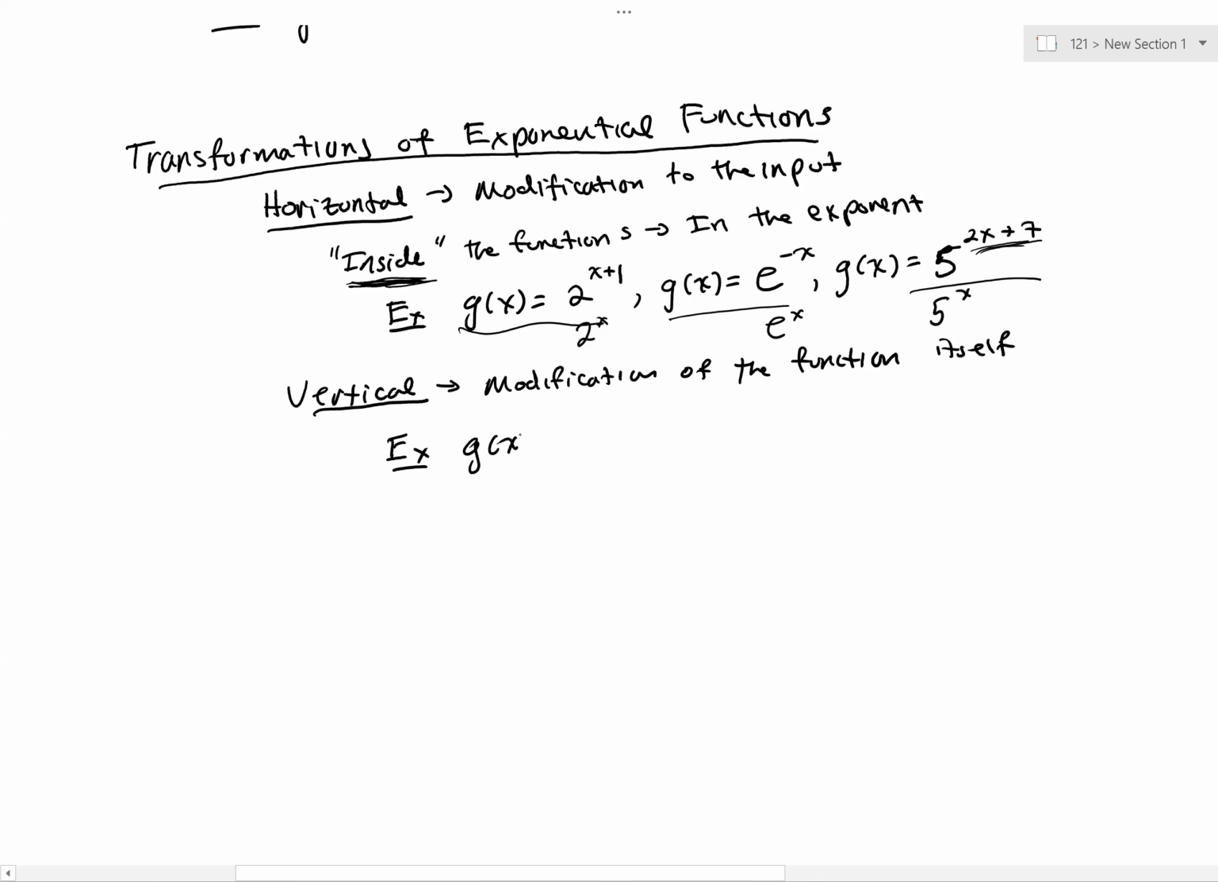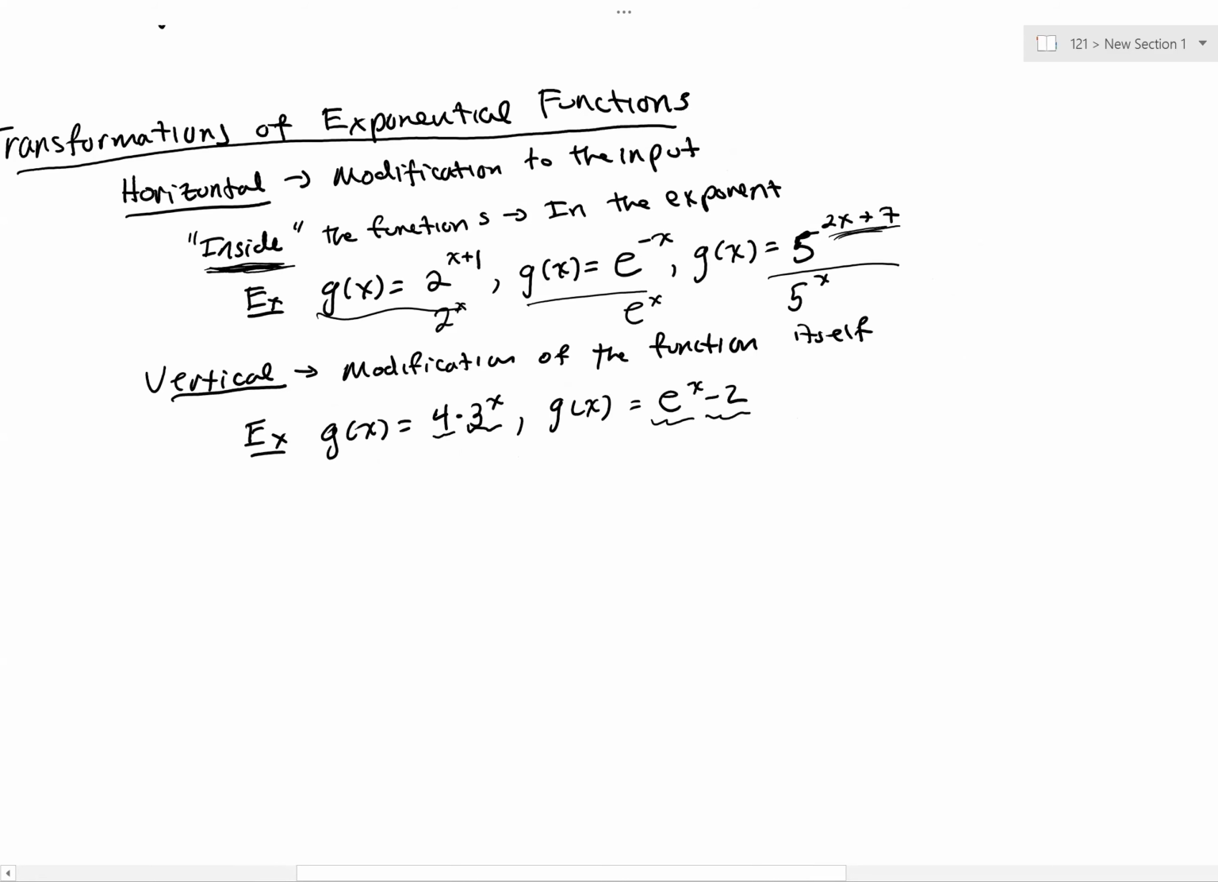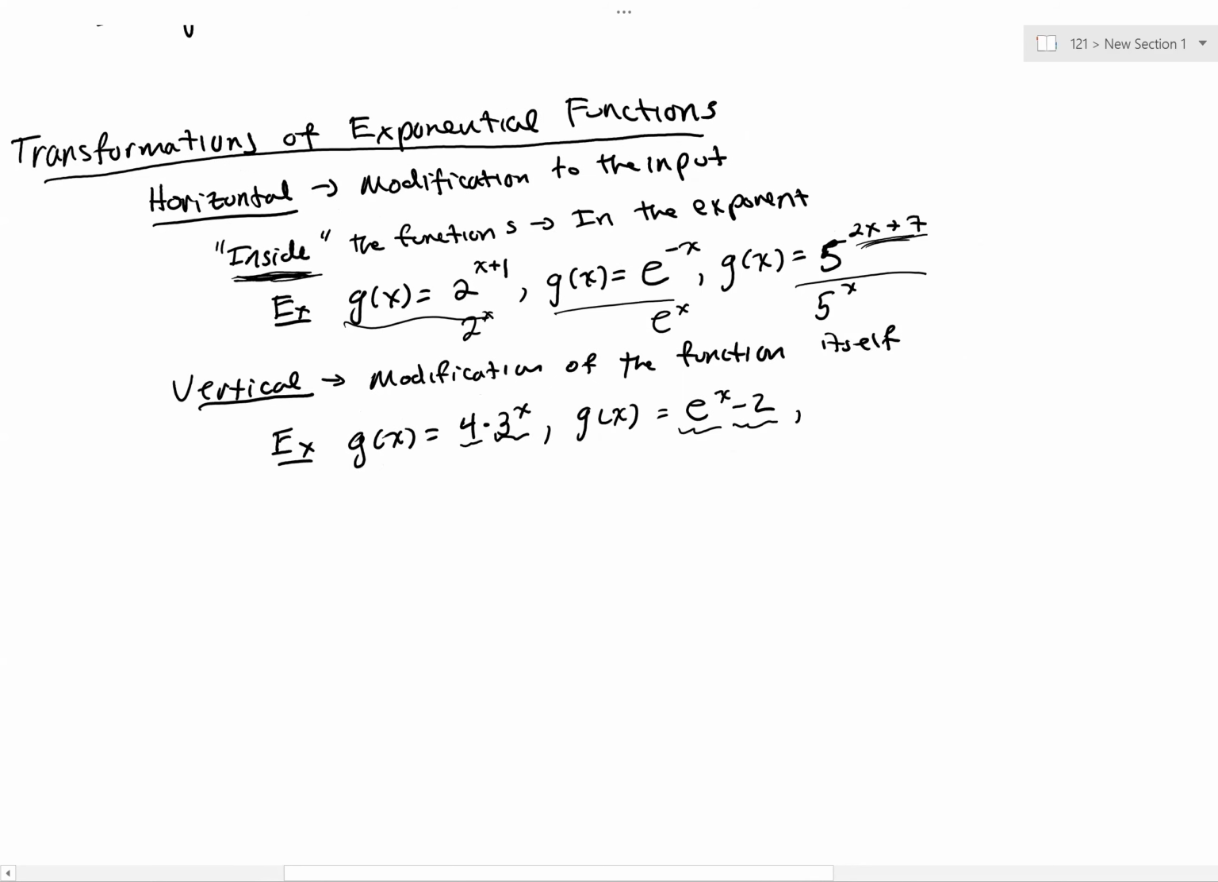Let's say I had g of x is equal to 4 times 3 to the x. That means whatever the output of 3 to the x is, I'll end up multiplying them by 4. So this one ends up being a vertical stretch. G of x is equal to, say, e to the x minus 2. Here I'm subtracting 2 from the function e to the x. So that's a vertical transformation. And of course, you can have combinations of both, but I don't want to get them all too confused right now. We'll talk about multiple transformations in a little bit.